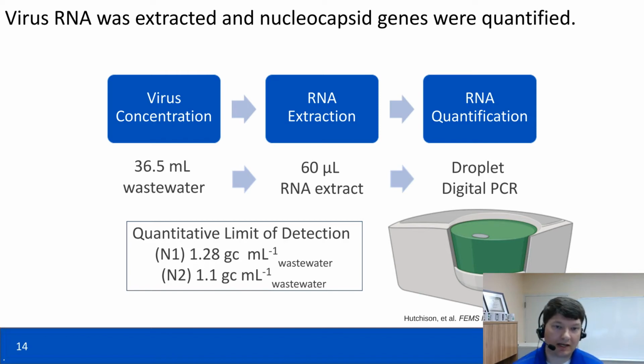So our quantitative limit of detection for this process, we were measuring both N1 and N2, and I'll highlight what those are here in a second. Our quantification limit of detection was 1.28 gene copies per milliliter of wastewater for N1, and then N2 was slightly better at 1.1 gene copies per milliliter of wastewater.